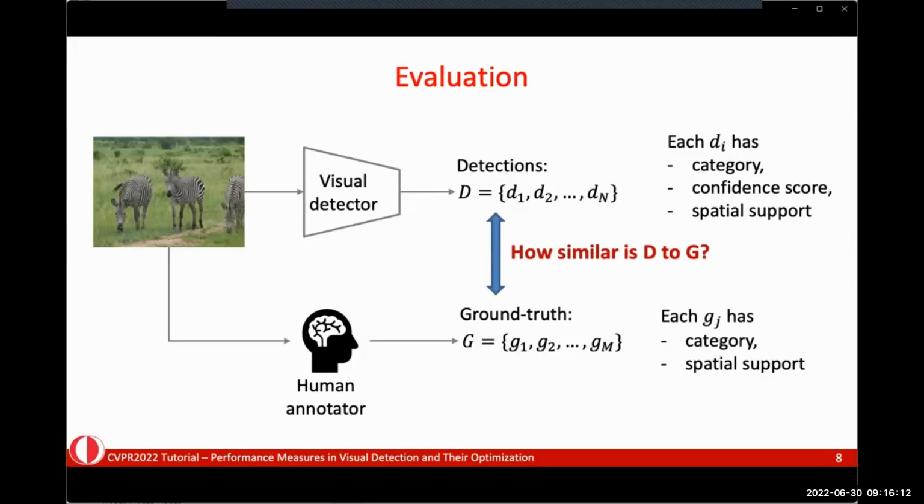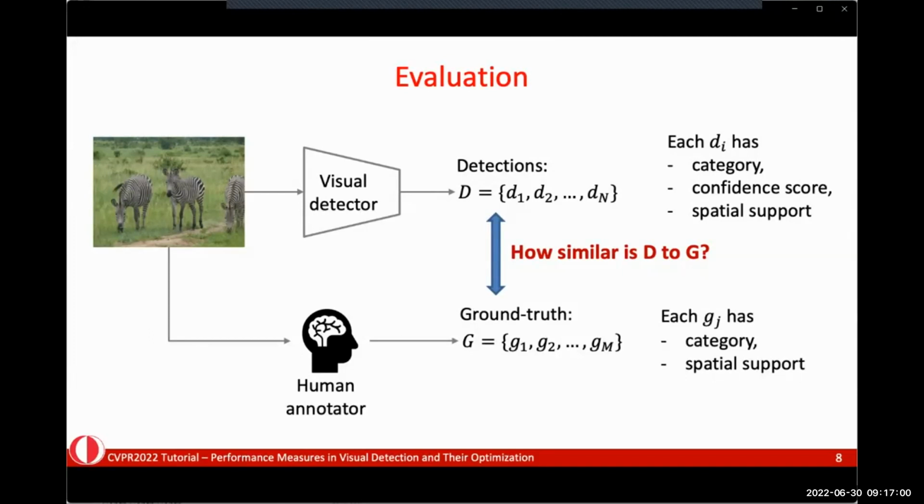This is obviously not a trivial problem, since we are essentially comparing two lists with different sizes, and the elements in each of these lists are not simple entities. They have categories, confidence scores, and spatial supports. So any evaluation or performance measure that compares lists D and G needs to compare an individual detection, for example D2, with an individual ground truth item, for example GM. And this comparison needs to account for two things: to measure the overlap between their categories, in doing so taking into account the confidence scores, and to measure the overlap between the two spatial supports.